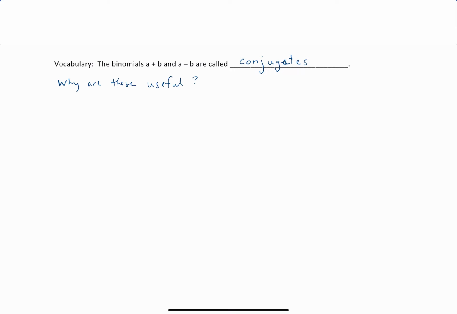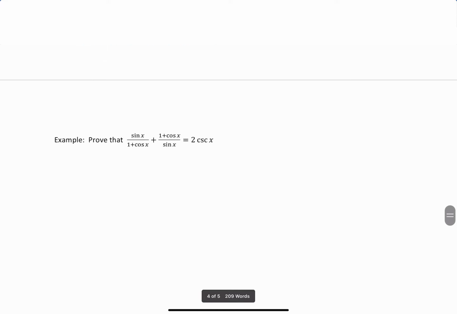Well, it's because if you take a plus b times a minus b, or in the reverse order, it doesn't matter, and you FOIL them out, you get a squared minus b squared. You'll have learned about that in algebra in terms of rationalizing denominators with square roots, but it's really useful also in trig because of all those Pythagorean identities with the squarings in them. All right, let's try another example.